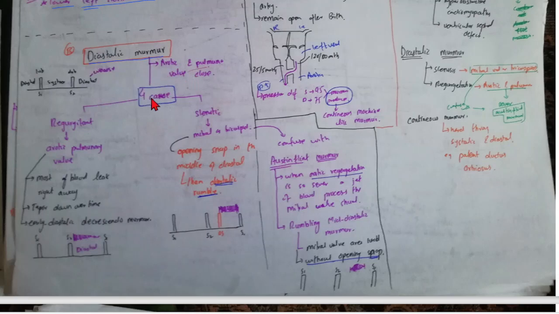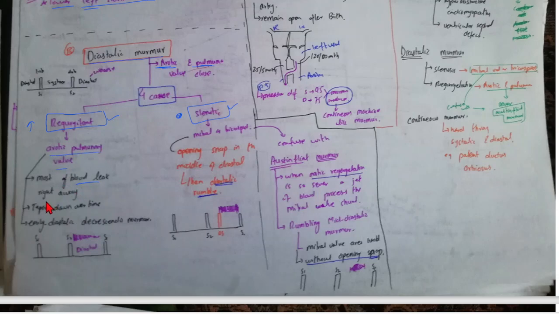Diastolic murmur actually has four causes. It is due to the aortic and pulmonary valves closing. The first cause is regurgitation. The second is stenosis. So there are four causes: regurgitation and stenosis. Stenotic means a narrow opening, and regurgitation means backflow. So there is backflow at the aortic and pulmonary valves.